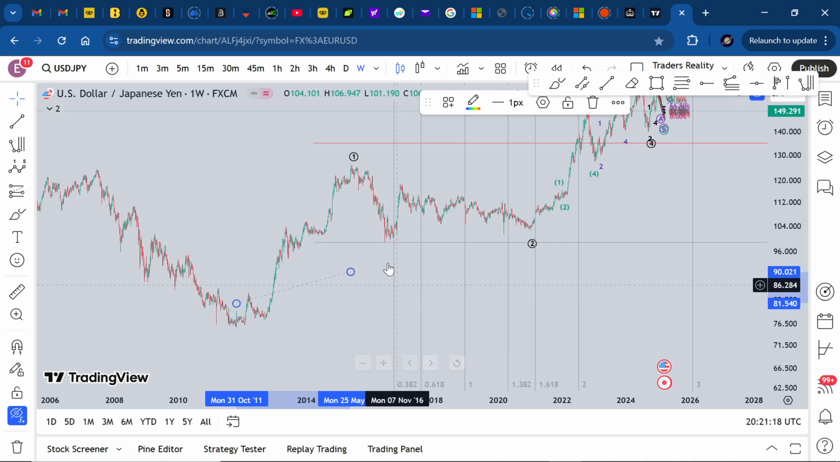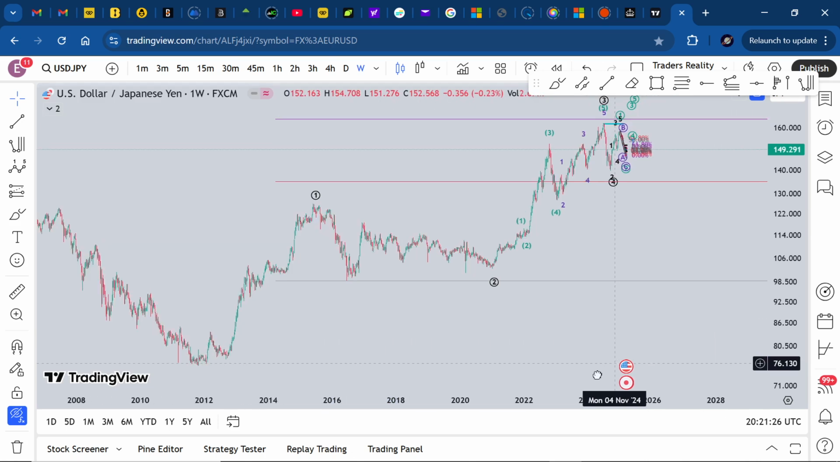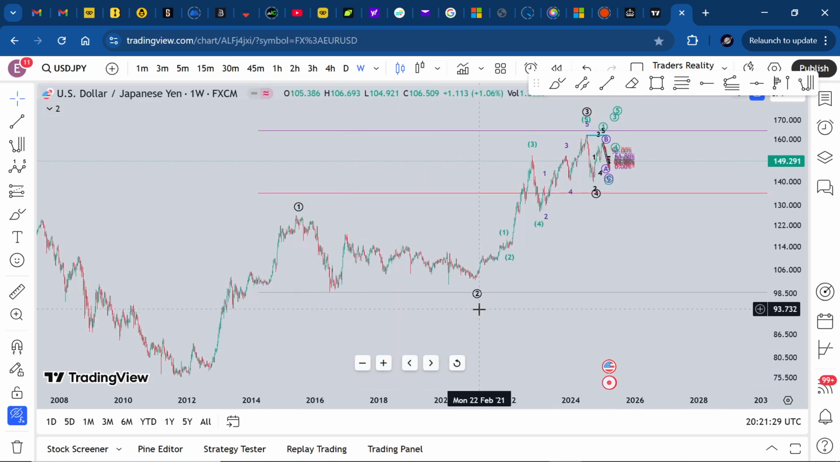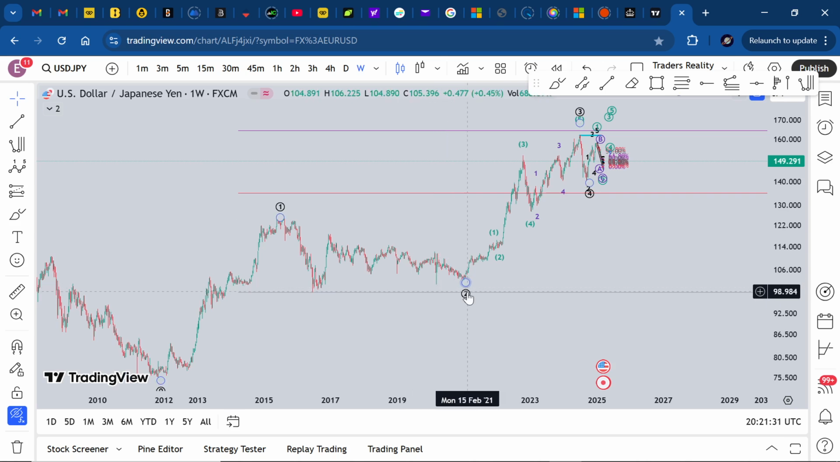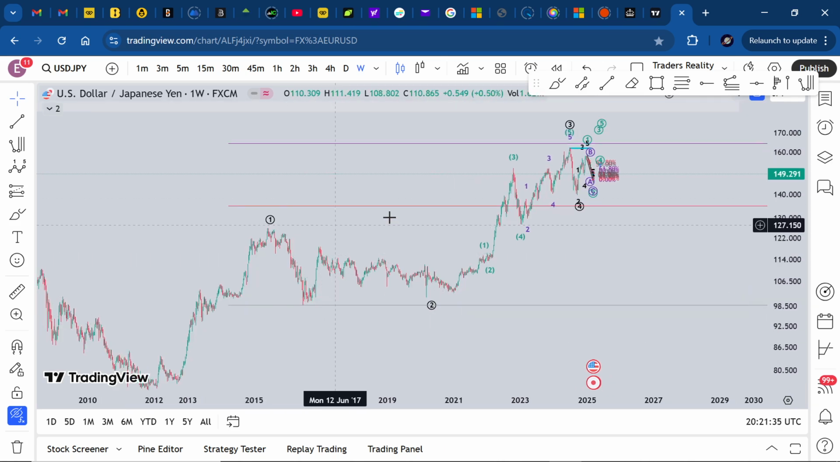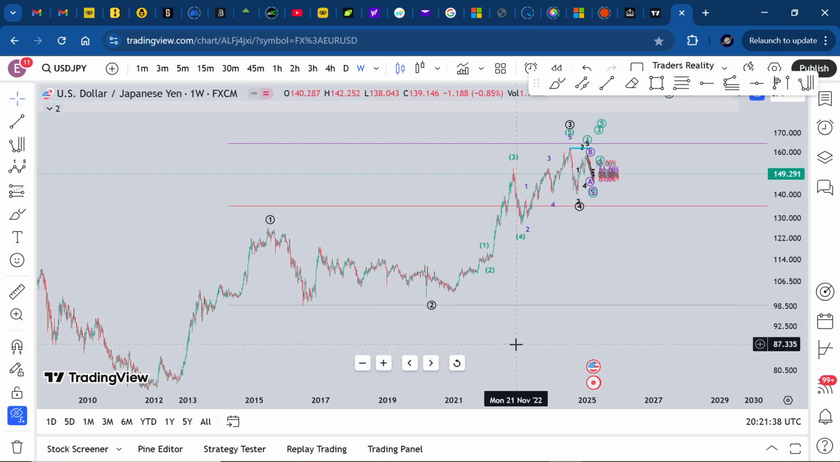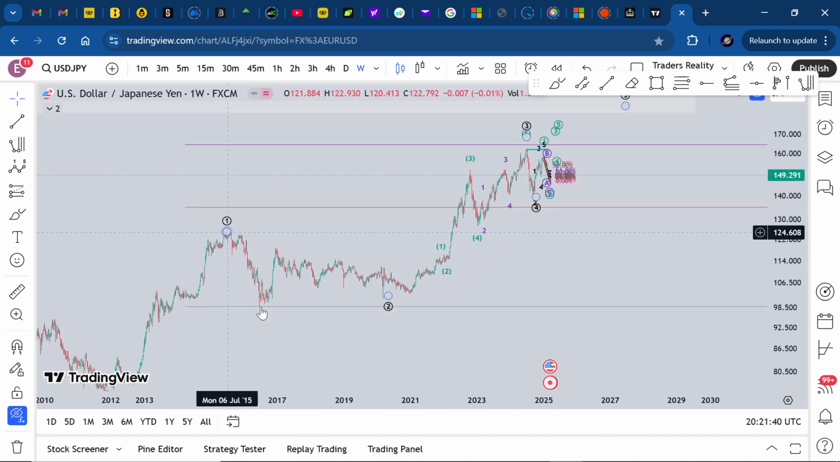Yeah, we didn't even hit the 0.382. So I'm going with 2 here. I'm going with 2 over there. And a WXY could be here. It could be there. But yeah, basically a running flat. No, it's not a running flat. We didn't take the high.